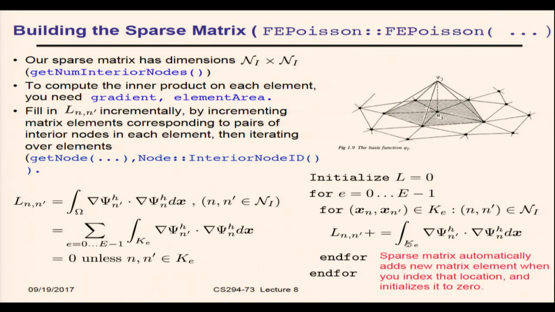One important comment here is sparse matrix is going to be designed in a way that it automatically adds a new matrix element when you index into that location and initialize it to 0. So you're not going to constantly be saying, does this exist yet? As soon as you try to use sparse matrix of ij as the left-hand side, it says, do I have it? Fine, I can do that. If I don't, I'll make a new one and initialize it to 0.